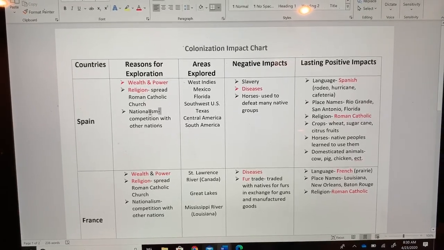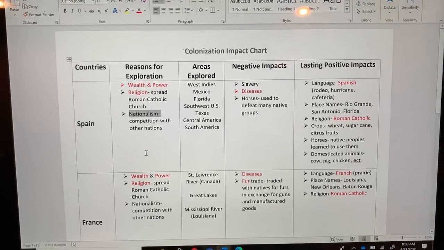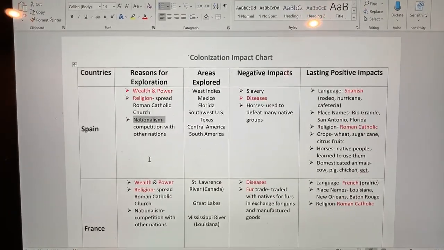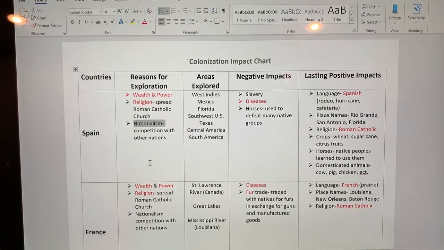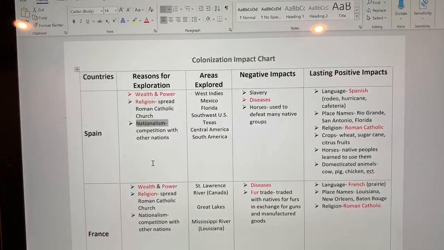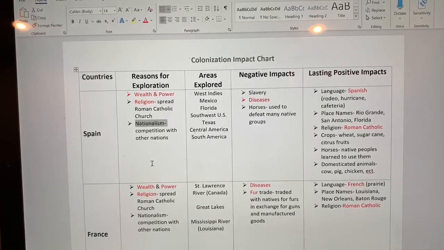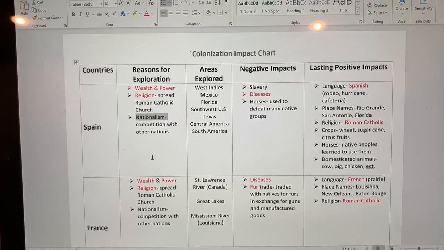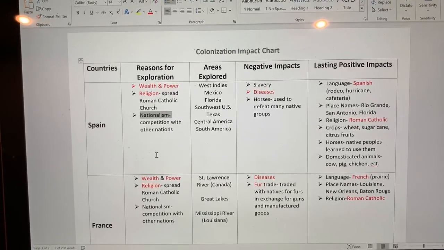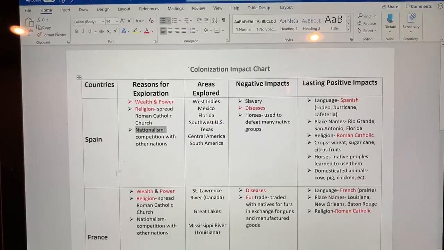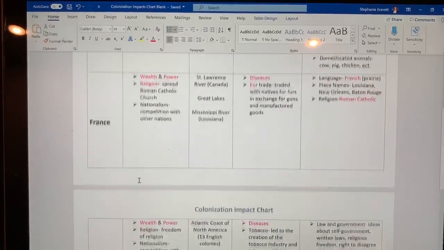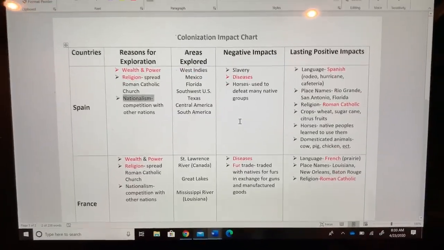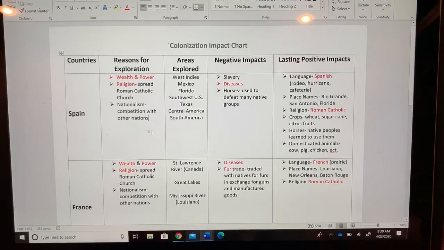The last one here is nationalism, and you're going to see this one on all of them. That's not a word that we've talked about, but it is an important one, and it's pretty simple to understand. It means competition with other nations. Just as our school might compete with other schools, especially during this time in Europe, countries were competing with each other to be the most powerful, to have the most wealth, to say they had the most colonies. And so these three countries, especially Spain, France, and England, were highly competitive with each other. And these colonies were one of the ways that they competed, who could have the most and who could gain the most wealth and power from them.